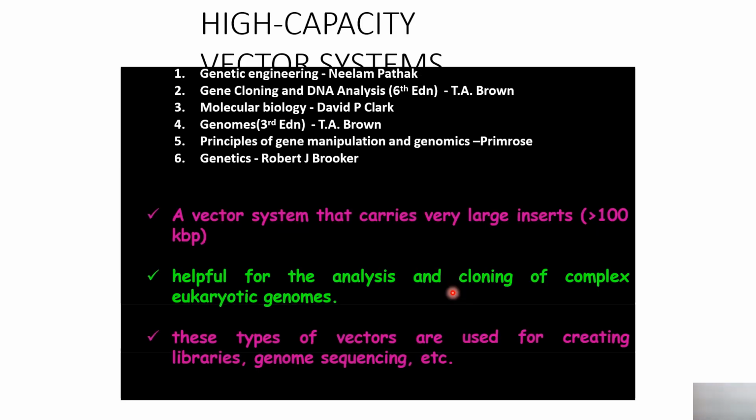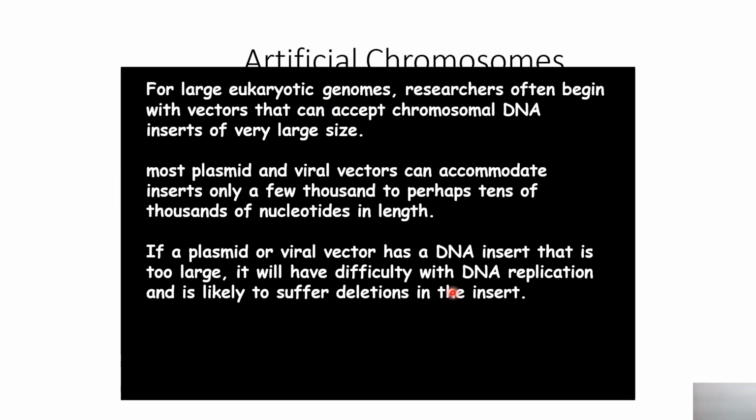What is a high capacity vector system? It is a vector system that carries very large inserts. It's helpful for the analysis and cloning of complex eukaryotic genomes. These types of vectors are used for creating libraries, genome sequencing, etc. Okay.